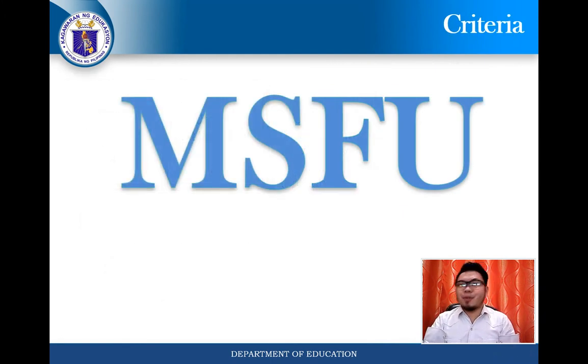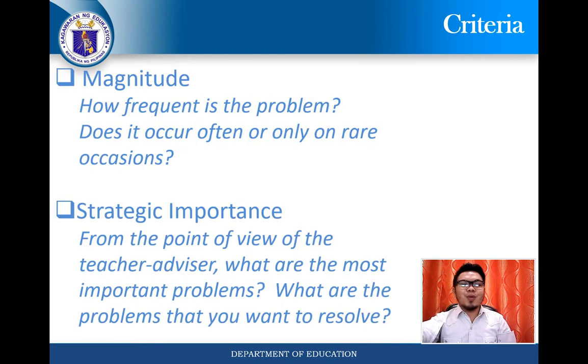Remember this set of criteria, the MSFU. Again, MSFU. So what does it mean? Let's start with M, magnitude. So when we say magnitude, how frequent is the problem? Gaano kadalas? Ito ba talaga ay laging nangyayari? Ito ba ay kailangan palagi? Does it occur often or only on rare occasions? So let us consider that.